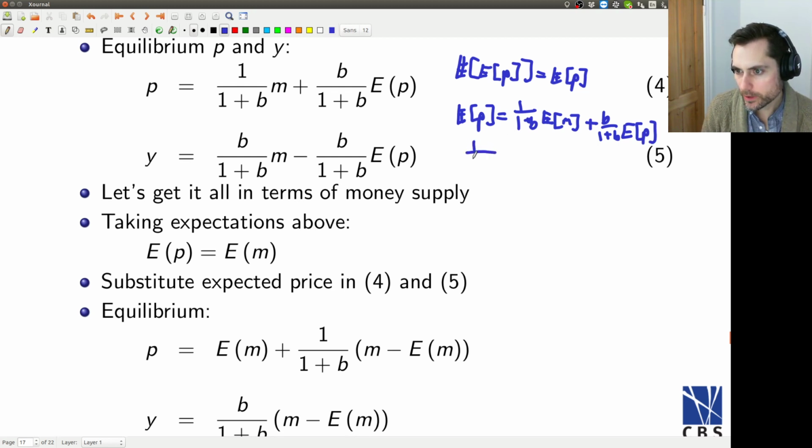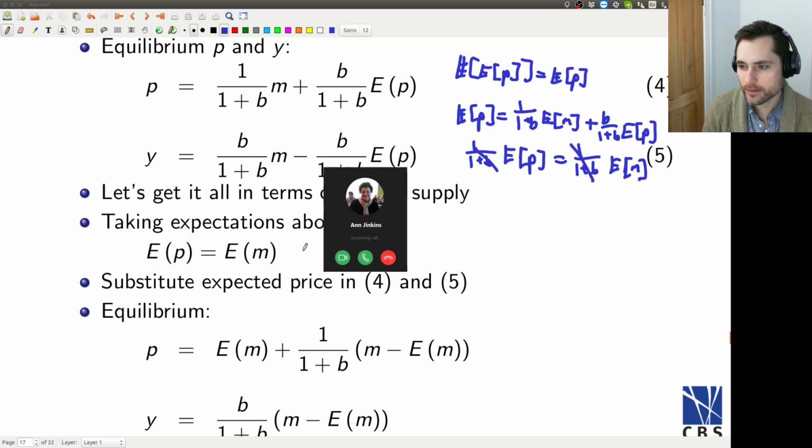So here we get 1 over 1 plus B times expectation of P is equal to 1 over 1 plus B times expectation of money supply. Cross these guys out, and then you get this.